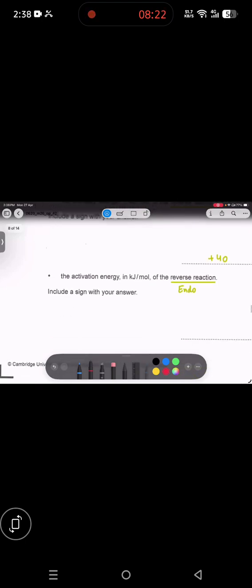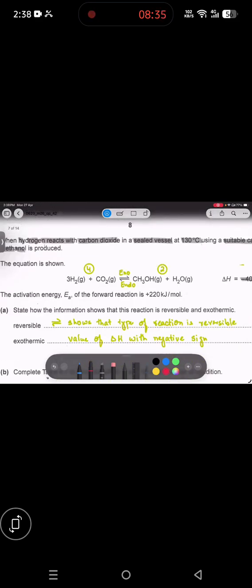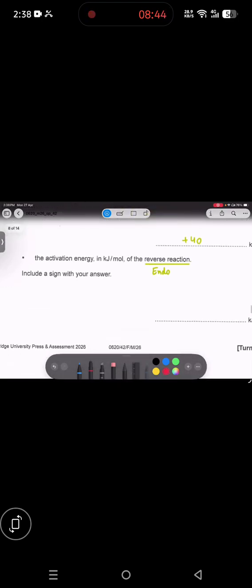Is there any activation energy given here in the question? Let's check from the beginning. In the beginning, here is the activation energy, which is positive 230, sorry, 220. So positive 220 plus 40, total answer is positive 260.